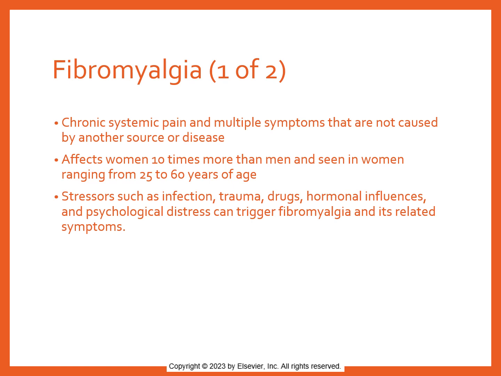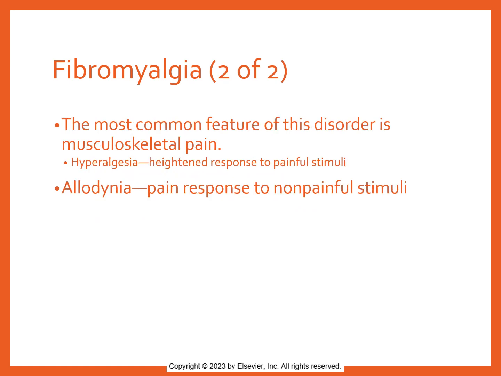The most common feature of this disorder is musculoskeletal pain. It is typically described as a diffuse or multifocal pain with flare-ups and remission, along with migration from one area of the body to another. Chronic fatigue syndrome, irritable bowel syndrome, sleep disorders, and inflammatory rheumatic disease have all been associated with fibromyalgia. Patients typically have either hyperalgesia or allodynia. Allodynia is a pain response to non-painful stimuli.